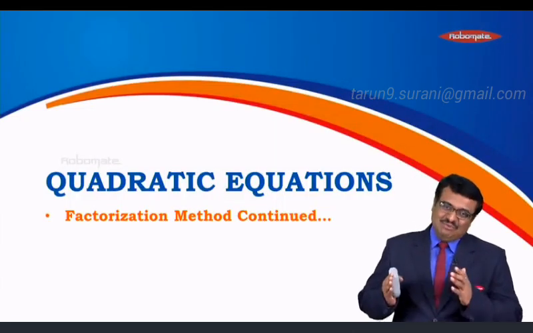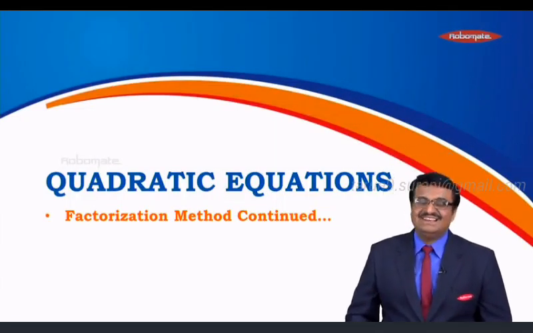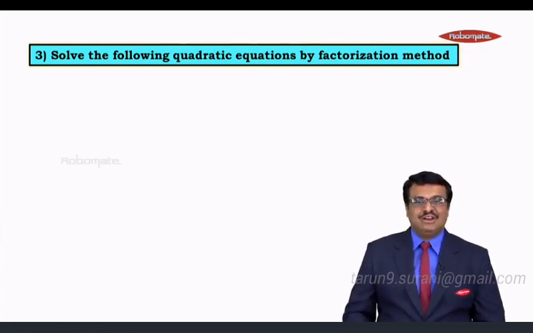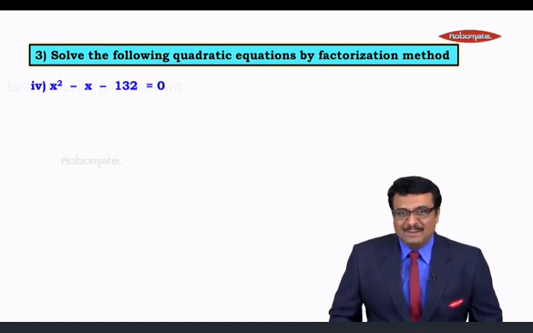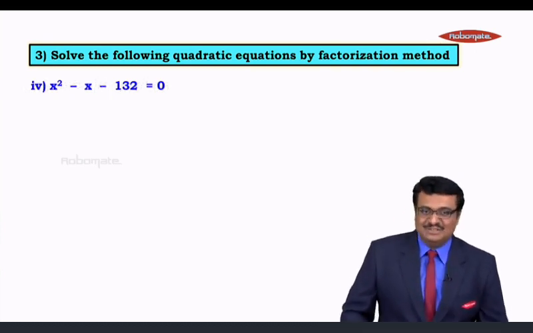In this module, you're going to learn more sums on factorization method, right? So let us take up the sums. Solve the following quadratic equations by factorization method. The first question of this module is x square minus x minus 132 is equal to 0.